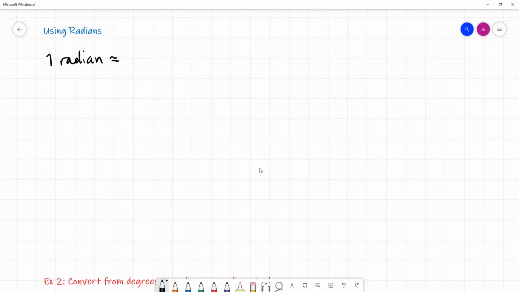1 radian ends up being approximately 57.296 degrees. This conversion factor is not going to do us a whole lot of justice, one, because it's an approximation. But this is just to give you an idea of what a radian is and how much it is in terms of something that we know. Where does that number come from?